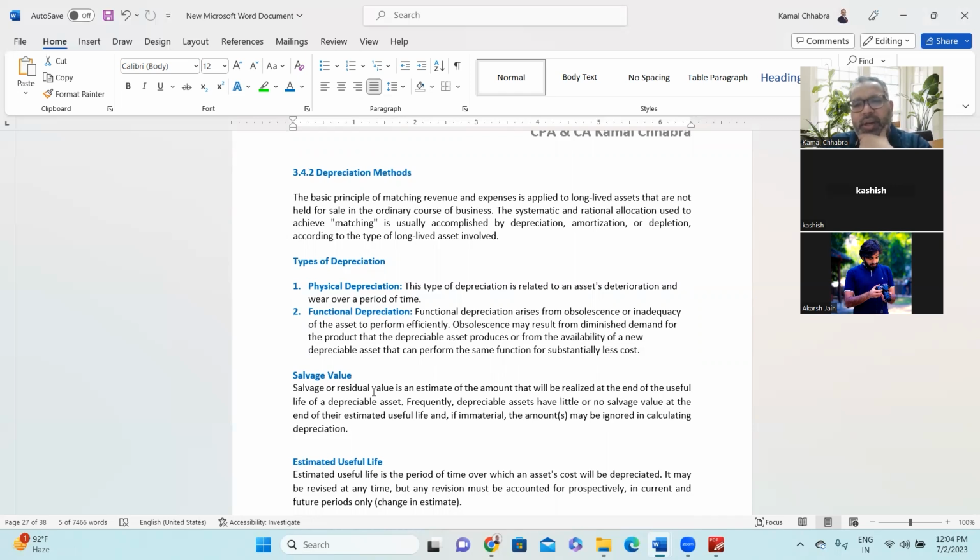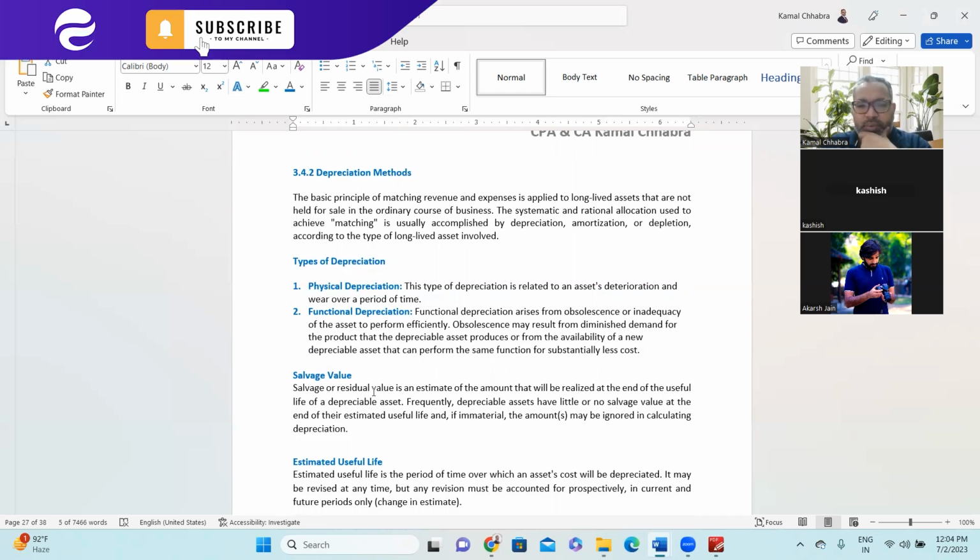The systematic and rational allocation is used to achieve the matching concept, usually accomplished by depreciation, amortization, depletion according to the type of long life assets. For normal property, plant and equipment, we use depreciation, and for natural resources, we use depletion. For intangibles, we use amortization. Make sense?